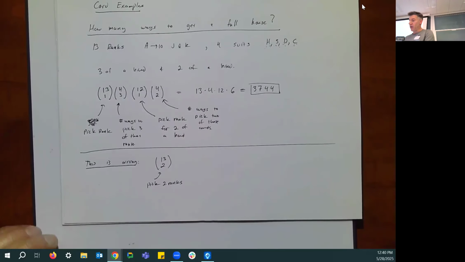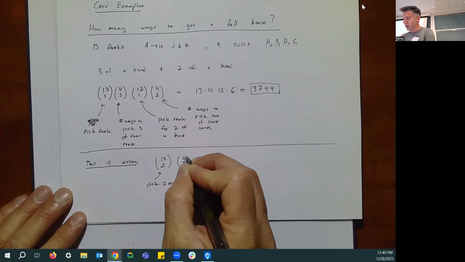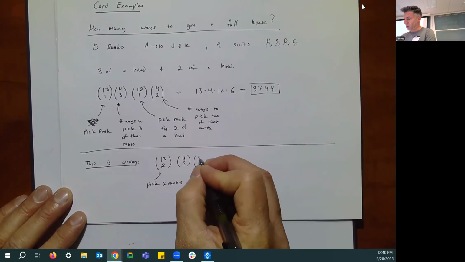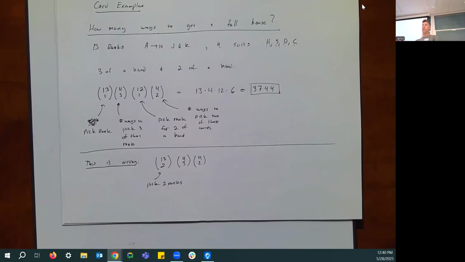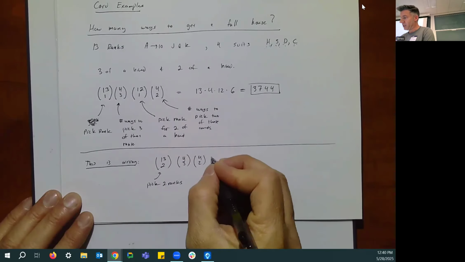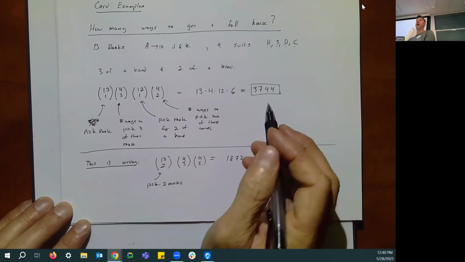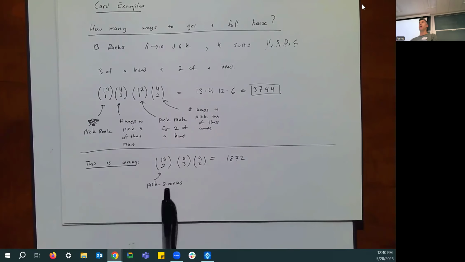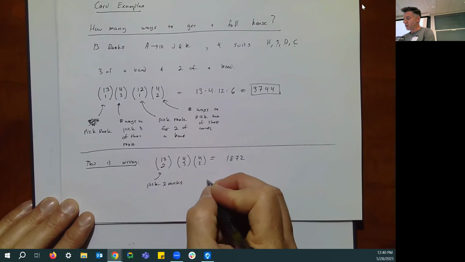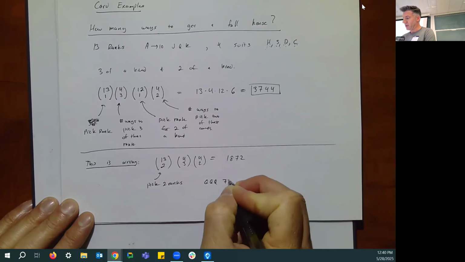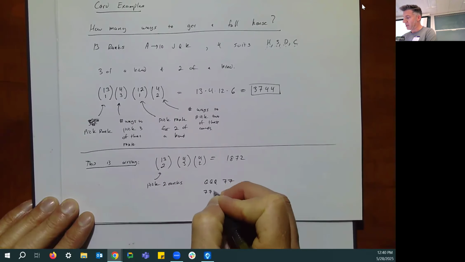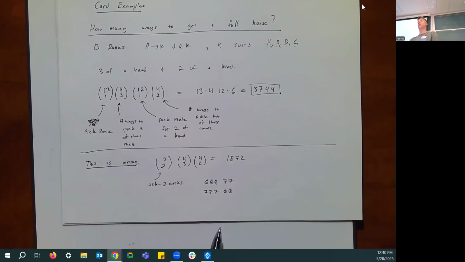And then they say, I'm going to multiply by 4 choose 3 and multiply by 4 choose 2: 4 choose 3 for the 3 queens I'm going to pick, 4 choose 2 for the 2 sevens I'm going to pick. Here's the problem with this. This is equal to 1,872, which is exactly half of that. The problem is this is undercounting, because this counts 3 queens and 2 sevens as the same as 3 sevens and 2 queens. In this one, we didn't distinguish which of the ranks was the 3 of a kind and which was the 2 of a kind.